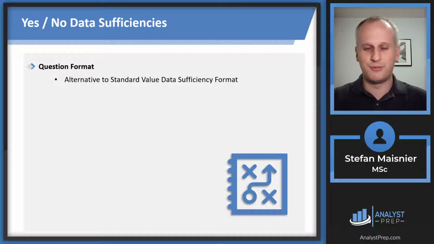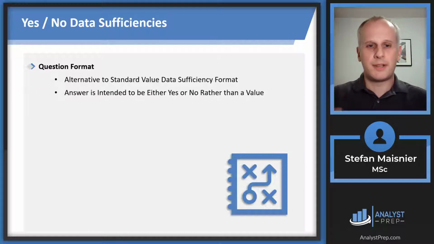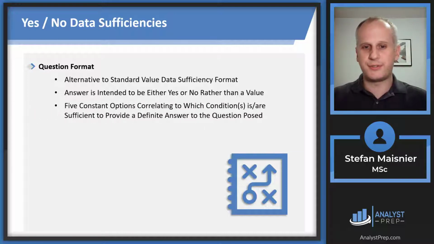So we're just going to assume, unless we identify a yes-no data sufficiency, that we're looking for one value as our answer. But for a yes-no data sufficiency, your answer is intended to be either yes or no rather than a value. So it's basically the difference between asking what is the value of x versus is x greater than y. But the answer choices are still going to be the same. So you're going to have those 5 constant options correlating to which conditions is or are sufficient to provide a definitive answer to whatever the posed question is.